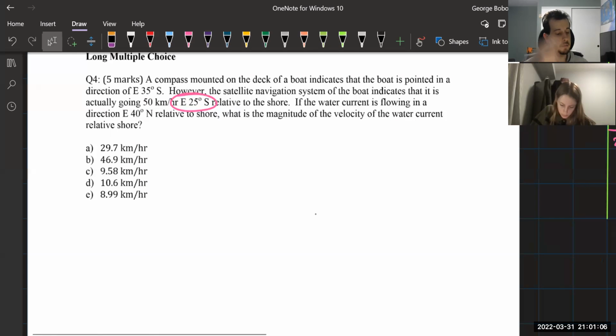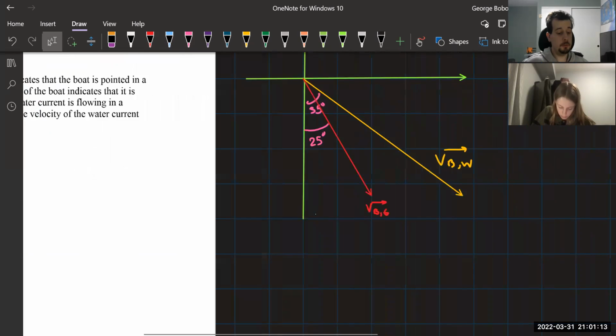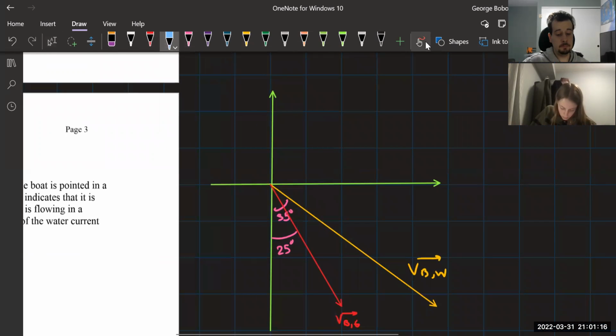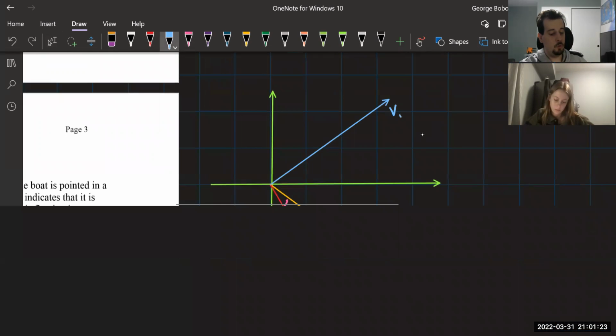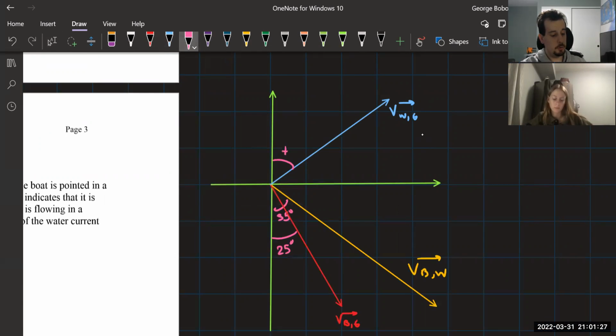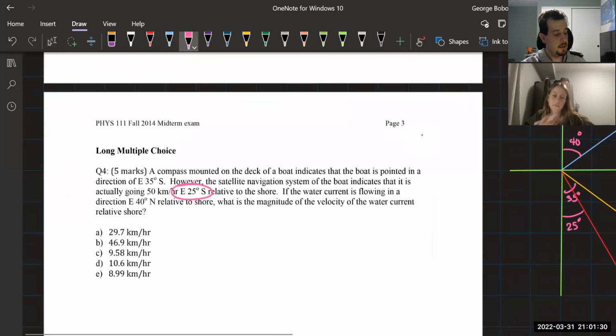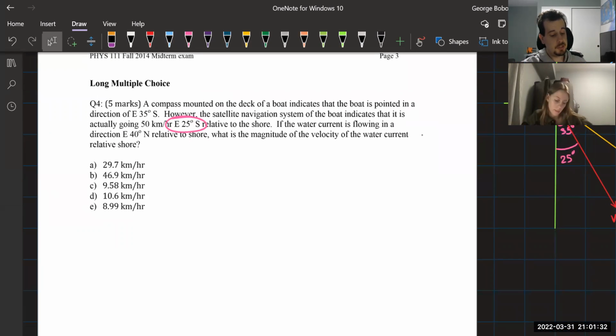Okay. If the water current is flowing in a direction east 40 north, so 40 degrees east and north. V water ground, 40 degrees east and north. What is the magnitude of the velocity of the water current relative to the shore? So we're looking for VWG actually.